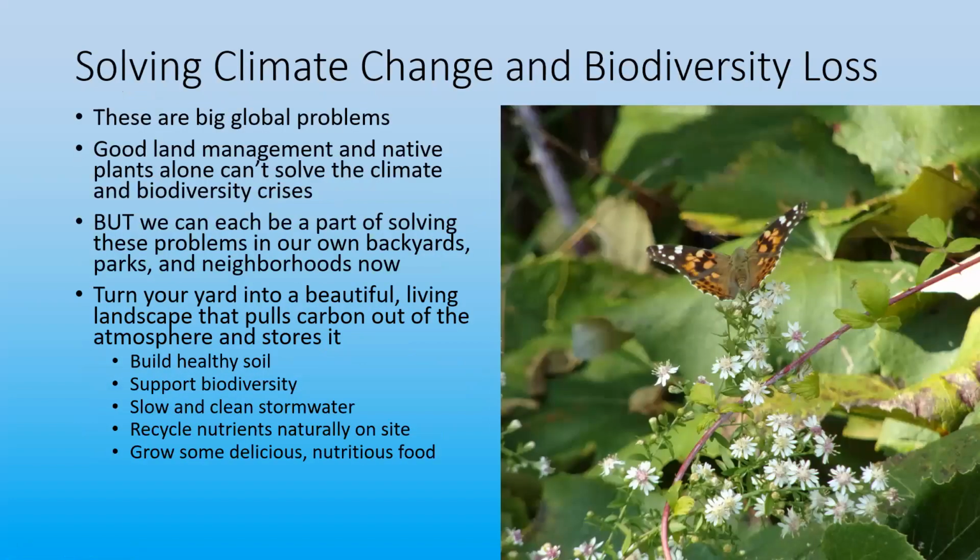But I think, obviously these are big global problems, but at least a part of the solutions to these, we can do at home right now and in parks and our neighborhoods. With good land management and native plants, they can be a helpful part of solving the climate change and biodiversity crises. You can turn your yard into a beautiful living landscape that pulls carbon out of the atmosphere and stores it either underground in soil or in living matter. There are all these big problems, but we can do something about it at home right now without a big international agreement to try to solve it. It's kind of like the low-hanging fruit, I think.